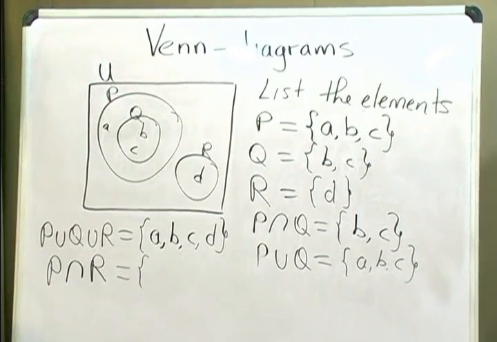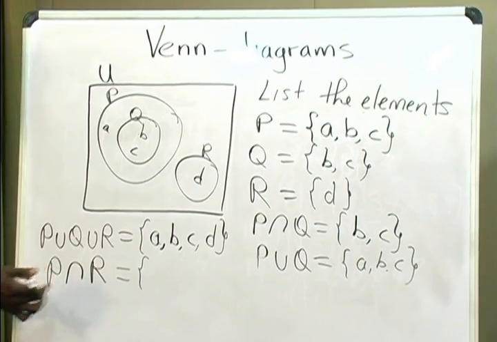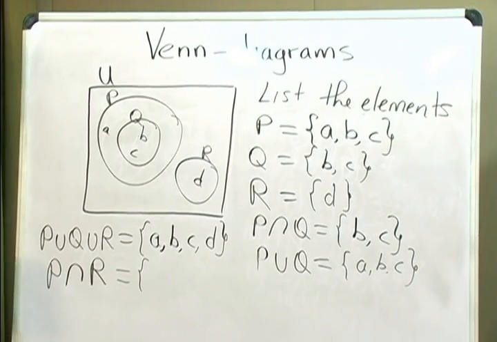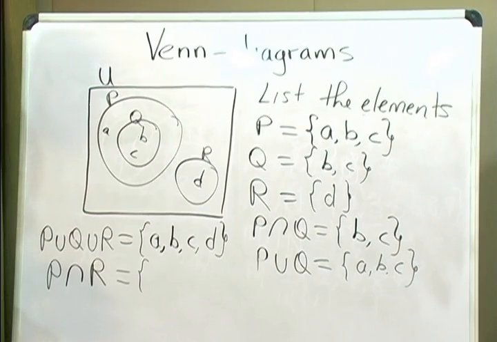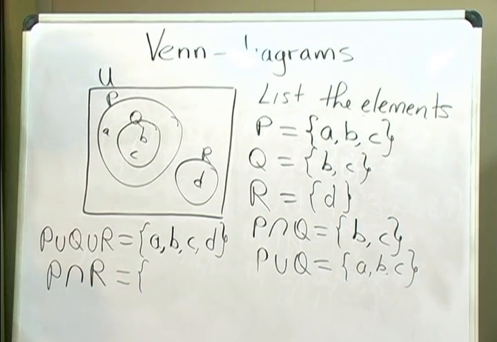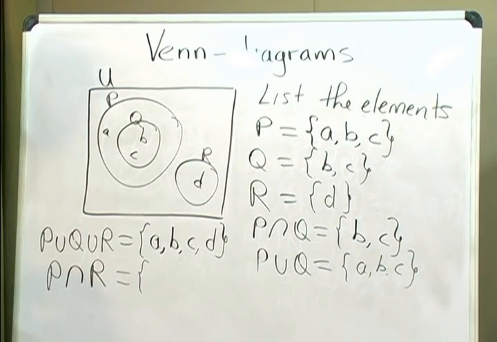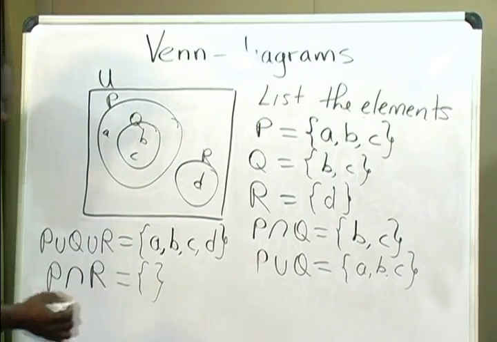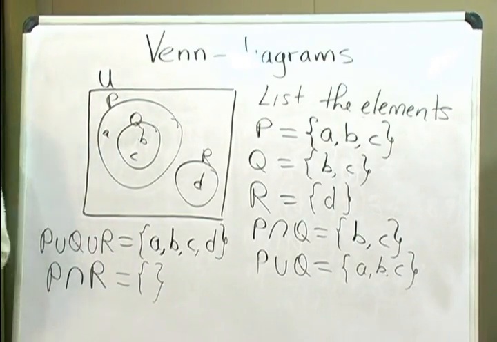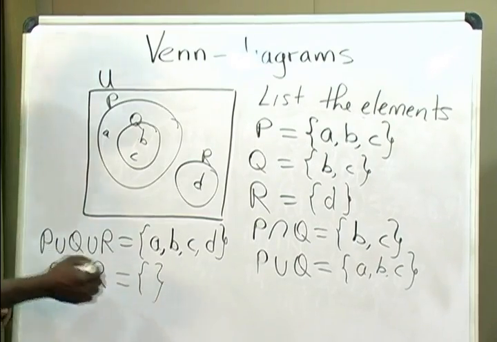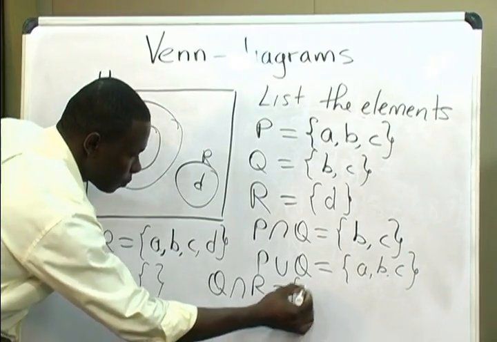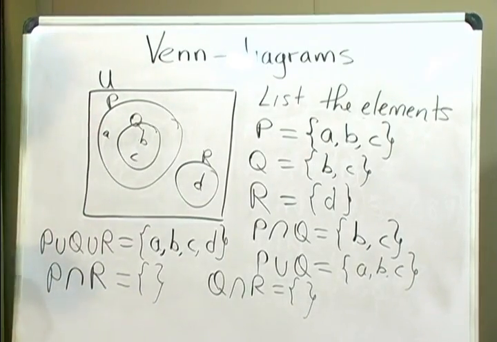Empty set. What are the elements in this set here now? Empty set. No, are you sure? Yes, sir. Why is it empty set? Isn't B in common there? Isn't B in common with P and R? No, sir. What about D? No, sir. There's nothing in common, so we say that this is the empty set. What about Q intersect R? Empty set. It is the empty set. Good.